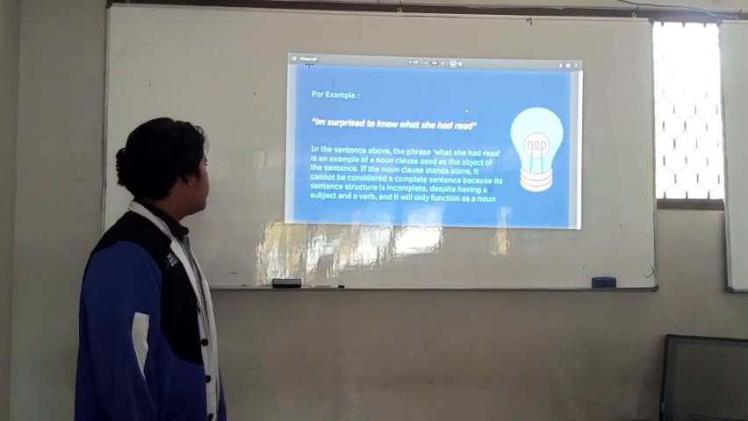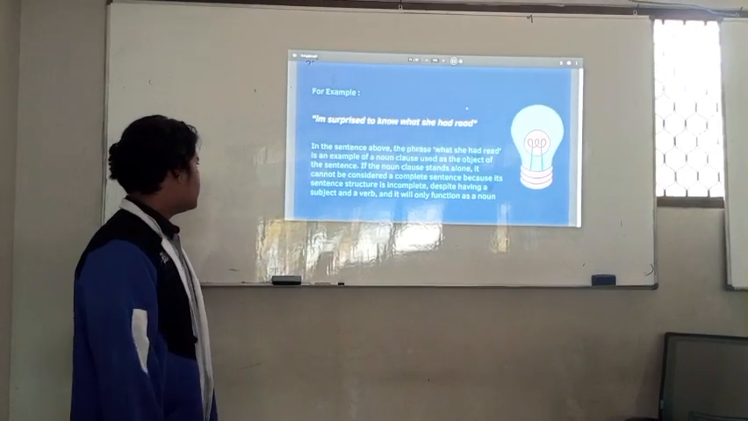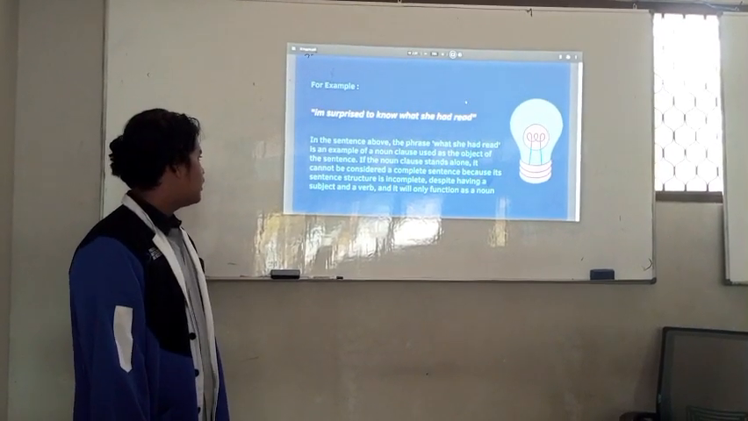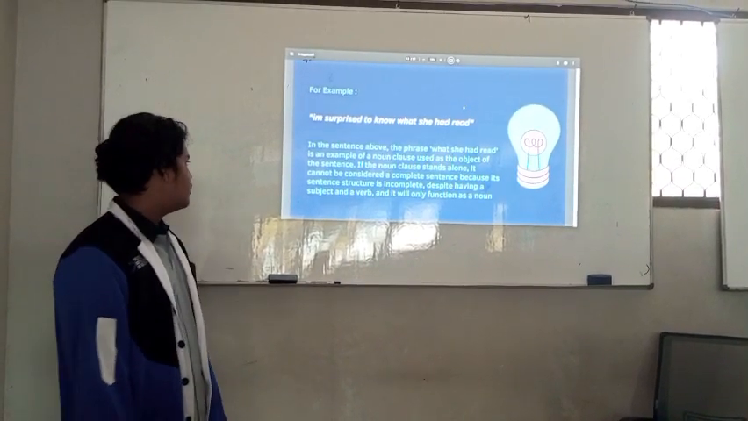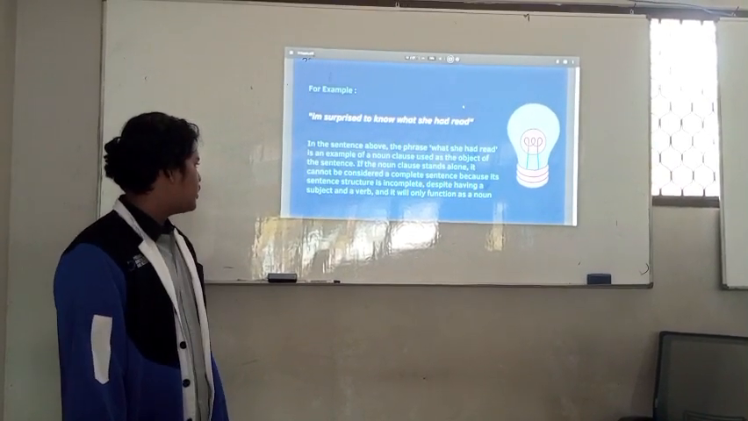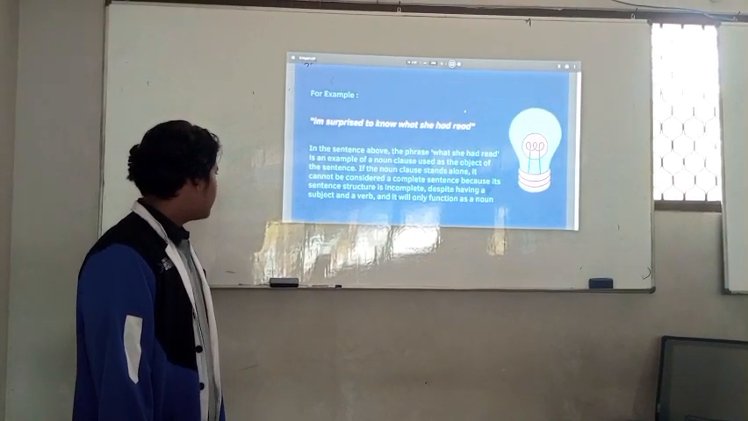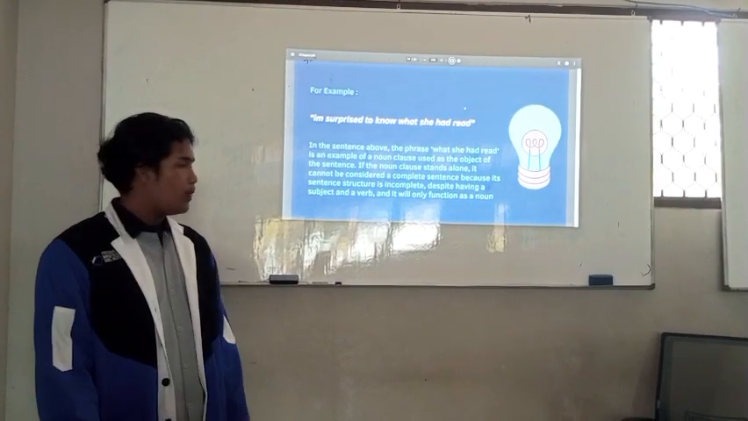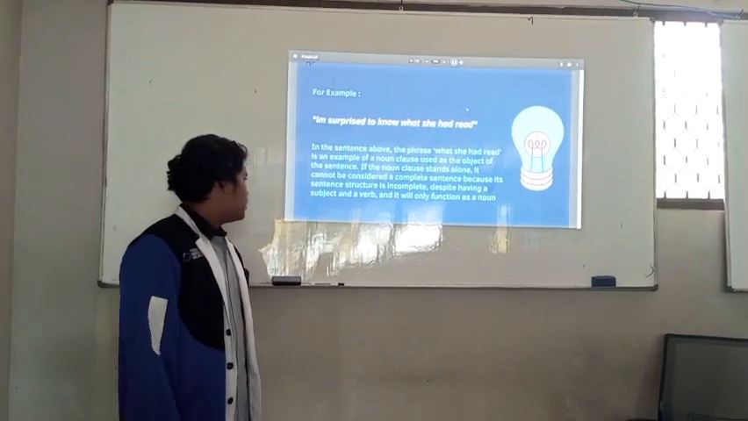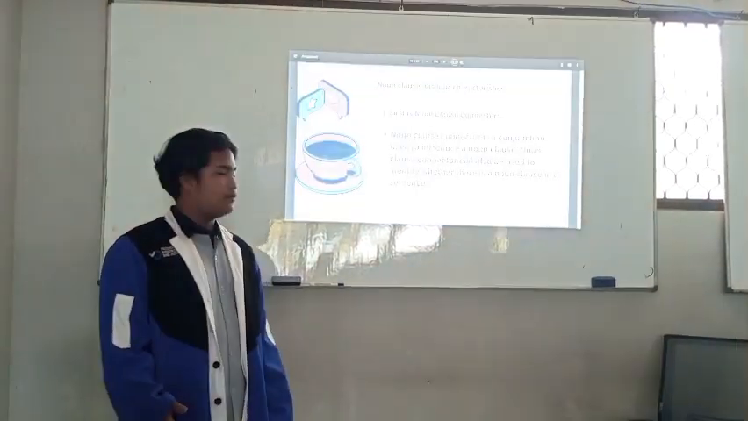For example: I'm surprised to know what she had read. In the sentence above, the phrase what she had read is an example of a noun clause used as the object of the sentence. If the noun clause stands alone, it cannot be considered a complete sentence because its sentence structure is incomplete. Despite having a subject and a verb, it will only function as a noun.